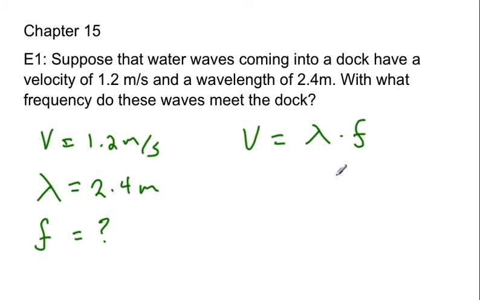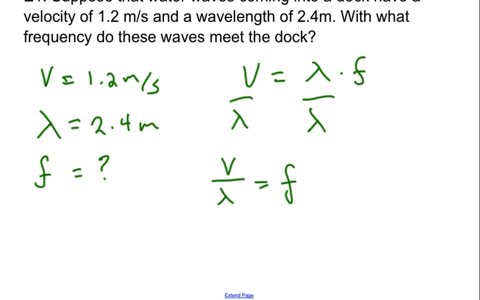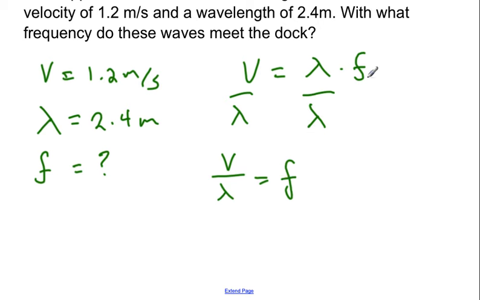We just need to rearrange this equation to solve for the frequency. So we're going to divide by wavelength on both sides. So we have the velocity divided by the wavelength will equal the frequency. And if you're like, well, what unit is that? What unit does frequency have? It's not time. Frequency is different than time.